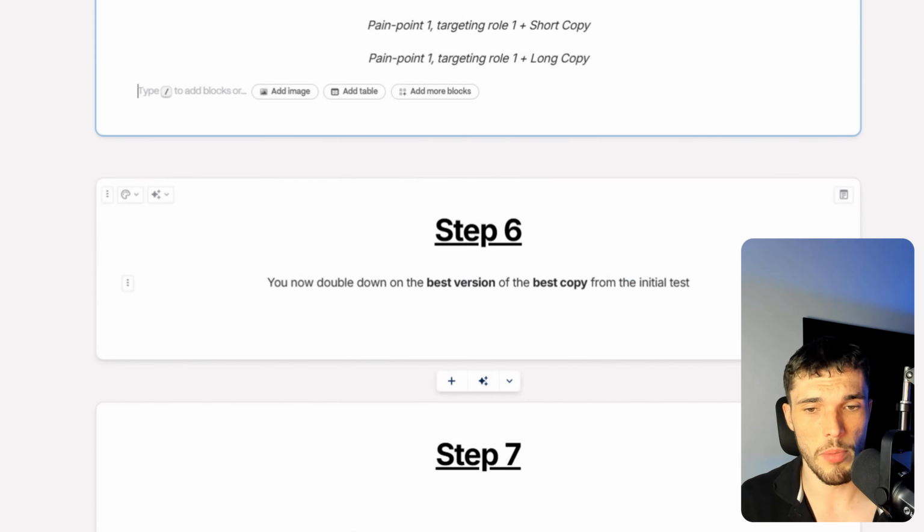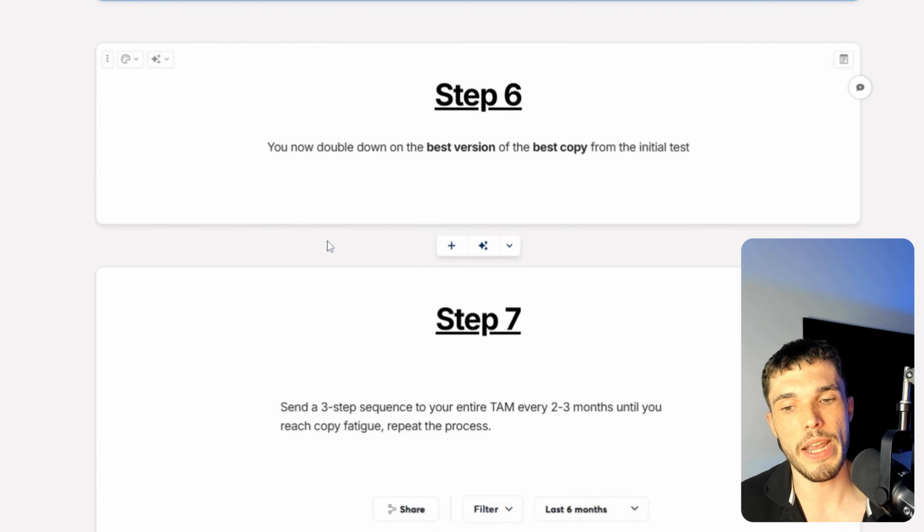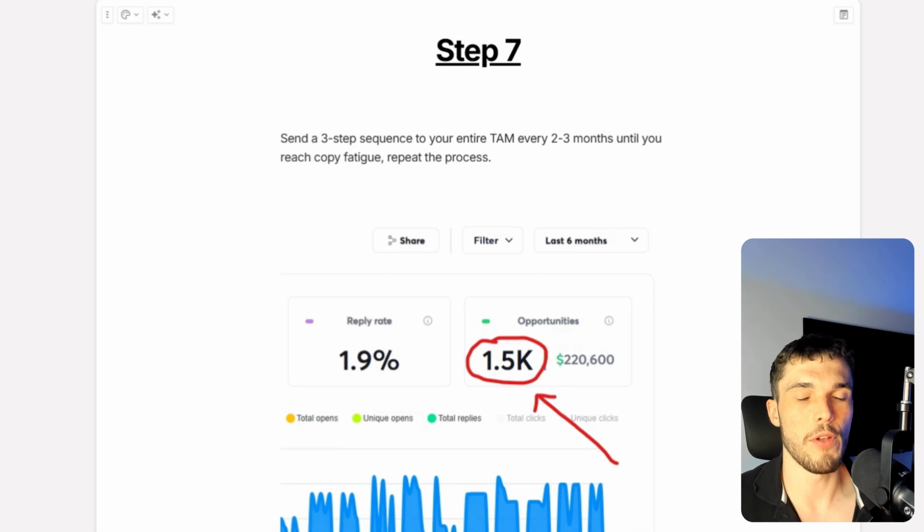Step 6 is to double down on the best version of the best copy from the initial test, right? So you just want to increase the volume on that. You want to put most focus on that. You can, as I mentioned, still test other things, but you really want to put a lot of volume now and really double down on that, the best angle. And then step 7 is to create a more long-term strategy, right? Now we're assuming you have some idea of where your message market fit is. You sort of know what messaging resonates. And so now you want to have a long-term strategy.